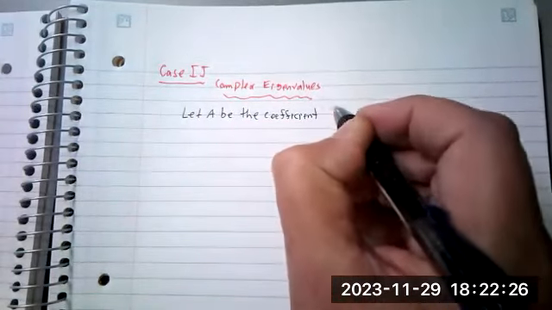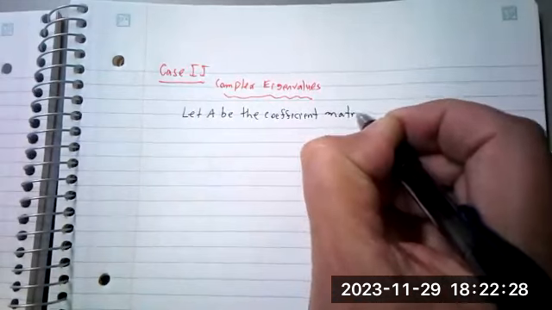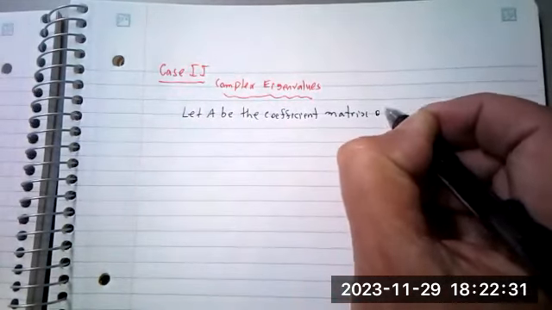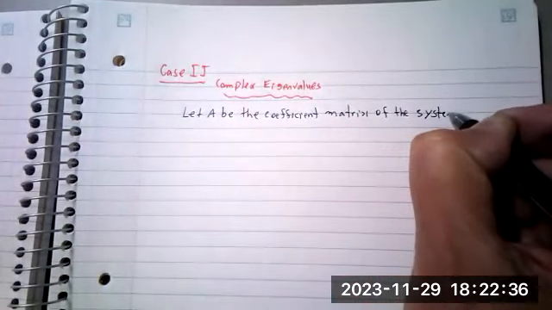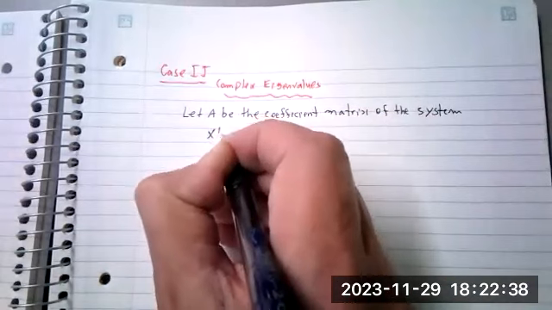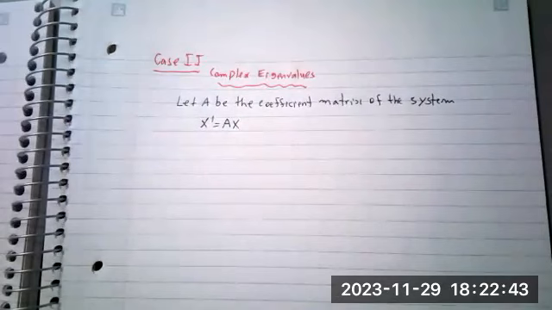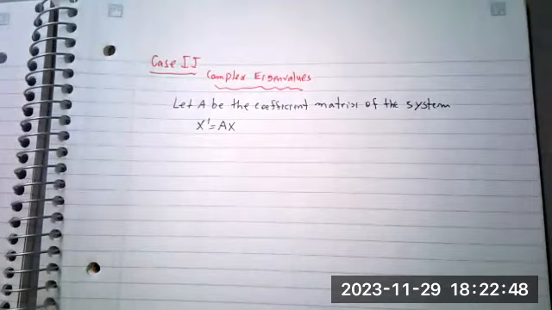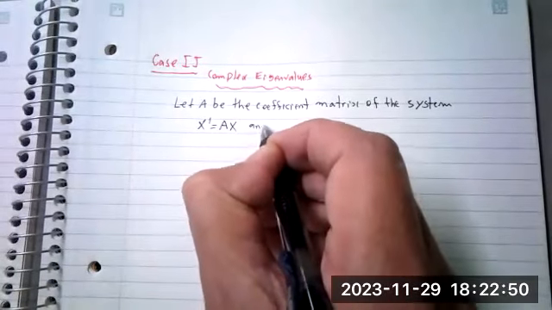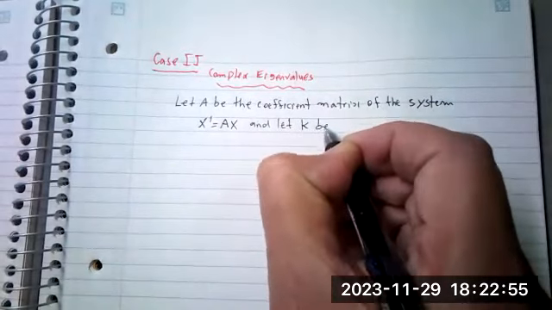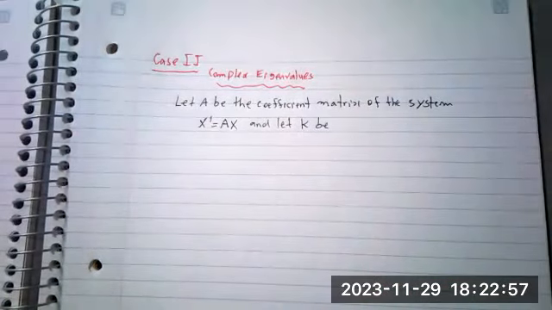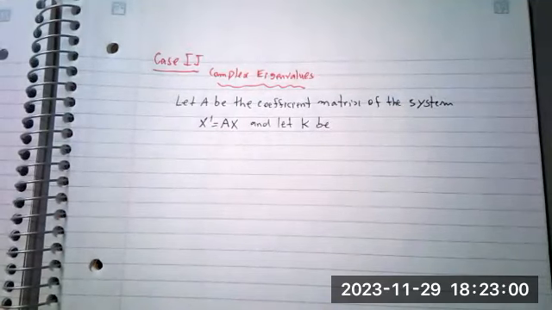Okay, the coefficient matrix of the system, of the homogeneous system X prime equals AX, the one that we've been working on. So the differential equations are given, we change them into this format. And let K be... we find the eigenvalues happen to be complex numbers.